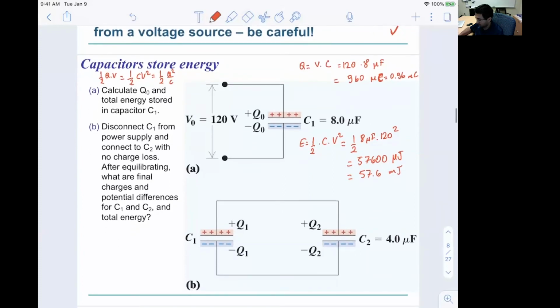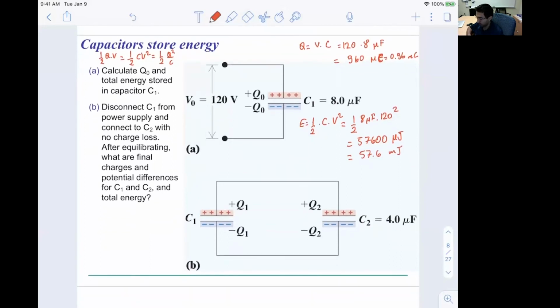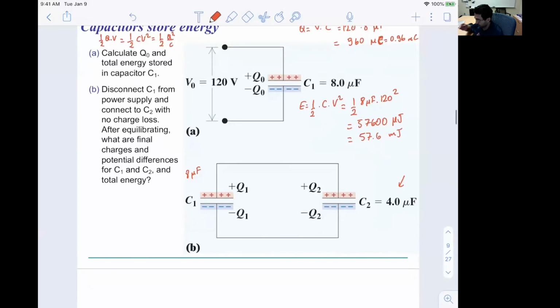Then the question continues: disconnect C1 from the power supply and connect it to C2 with no charge loss. So in the B part, we connected C2, the 4 microfarad. This was 8 microfarad. Now, without losing any charge, what are the final charges, potentials, and energies?